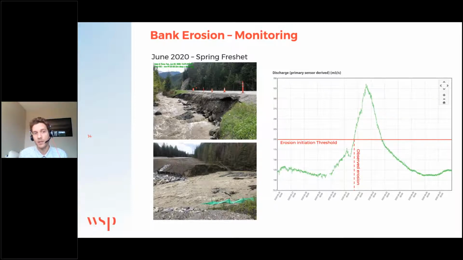And during the following year, so the past spring freshet in June, on the exact day that the threshold was exceeded, they had 2 major erosion events on the St. Clair River and one of its tributaries. So it gave them a bit of confidence with the tool and makes it easier for them to know when they should send crews to inspect the sites that were identified to be most at risk.